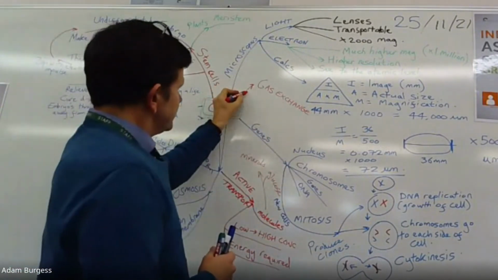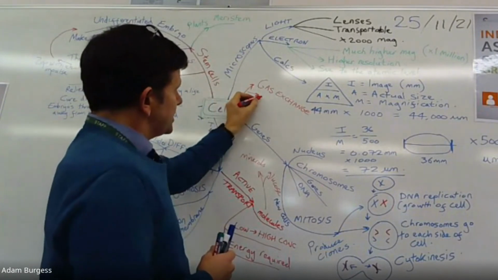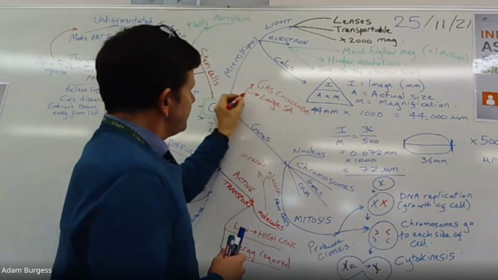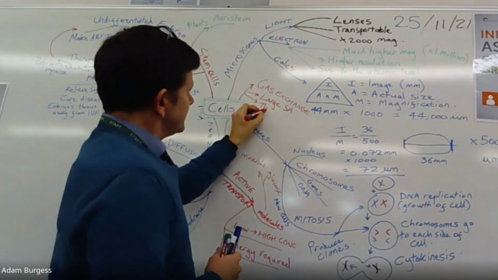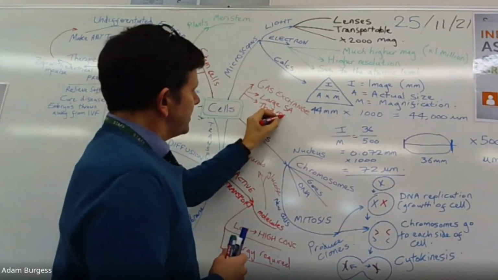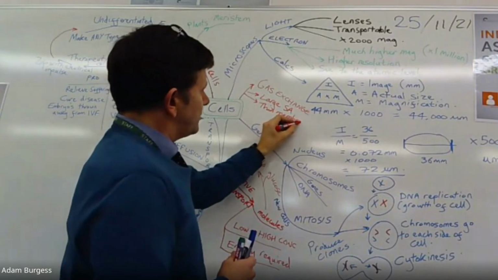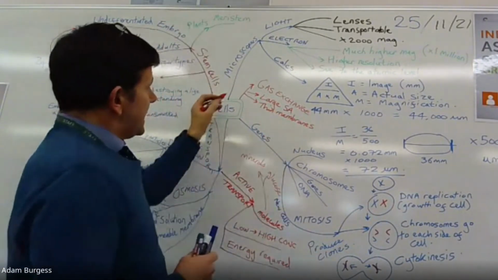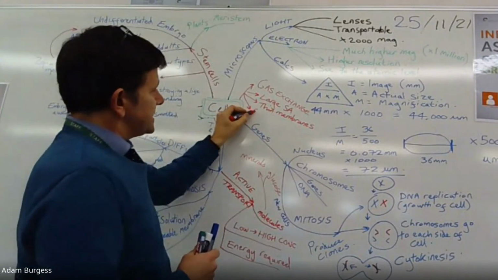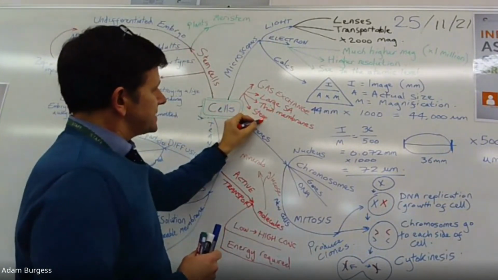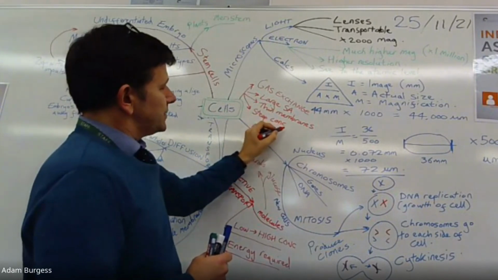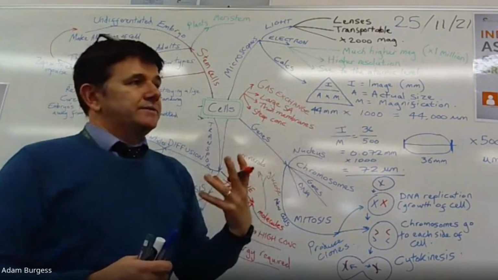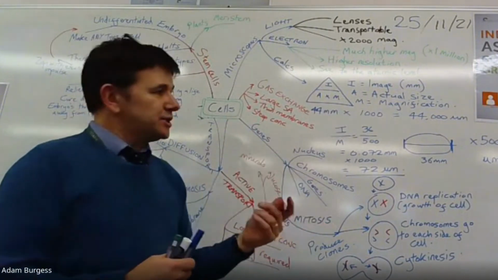3 things. For good gas exchange, you need a large surface area. You need thin membranes. So thin membranes, like the lungs, you've got the alveoli, 1 cell thick, capillaries, 1 cell thick. And also you need a steep concentration gradient. So high to a low concentration. So when you breathe in, lots of oxygen in your lungs, but not so much in your blood.